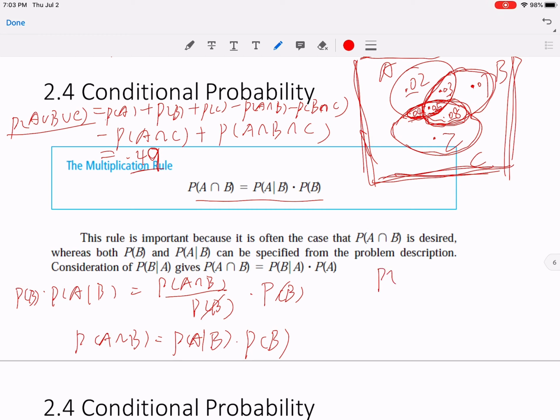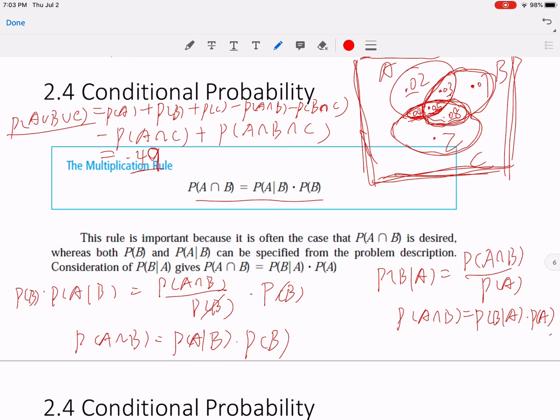So probability of B given A. In this case, the probability of B given A is equal to the probability of A intersection B divided by the probability of A, right? And then we multiply the probability of A by both sides of the equation. We're going to have the probability of A intersection B is equal to the probability of B given A multiplied by the probability of A.